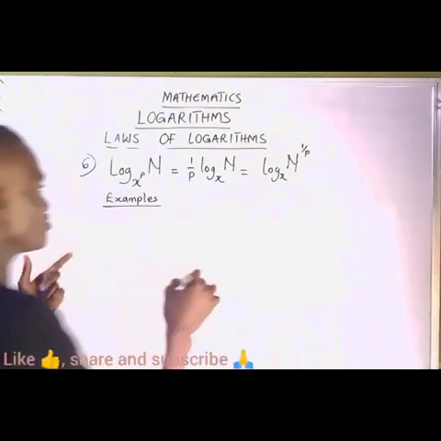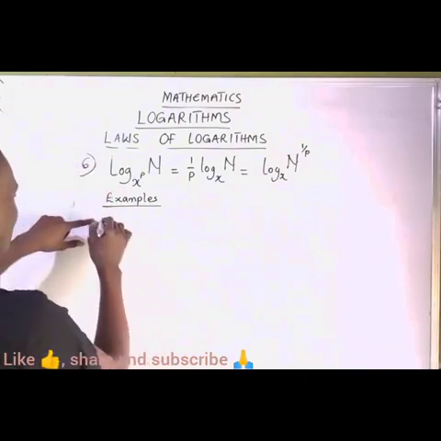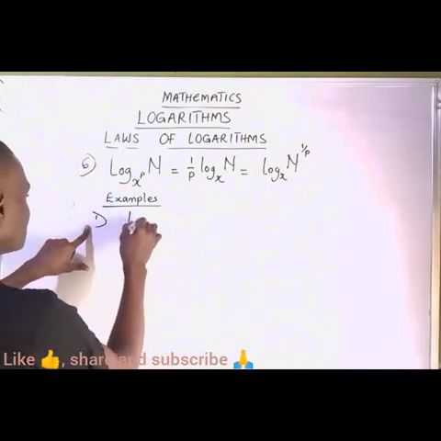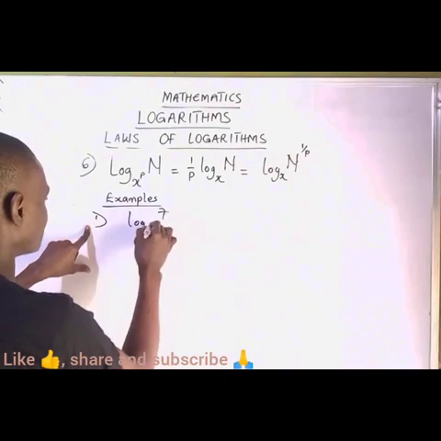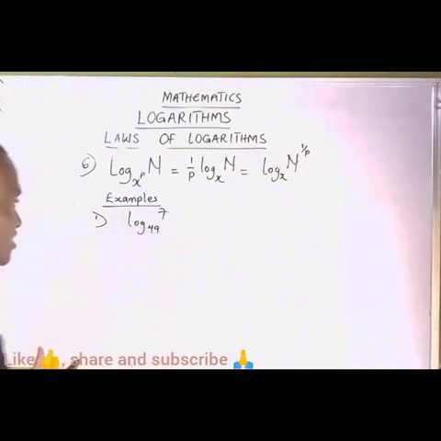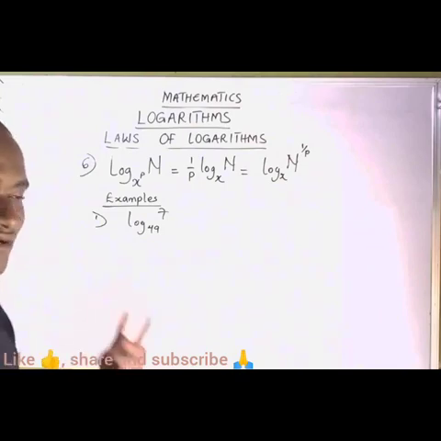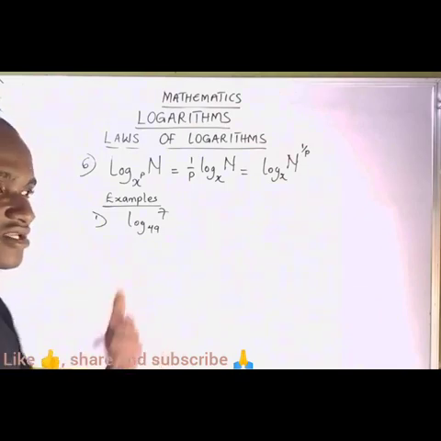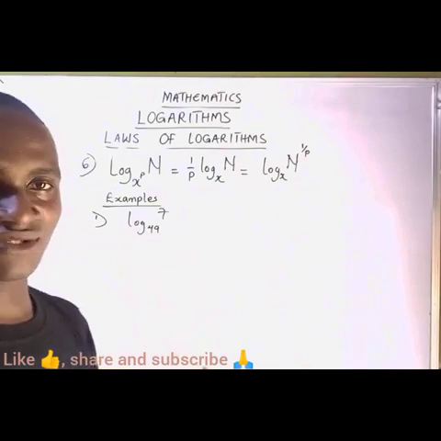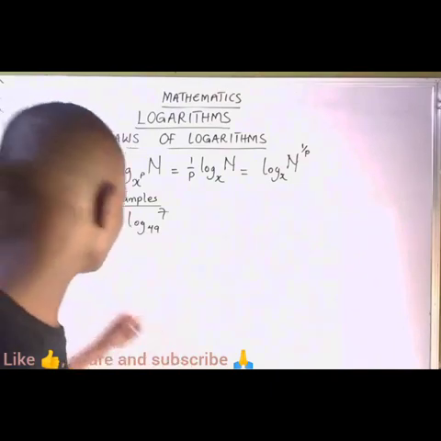Now let us assume that I was given a logarithm. They told me the logarithm of 7 base 49. I looked at it and I felt something. Okay, I have been taught about law 5 that says that the logarithm of a number to the base of that number is equal to 1. Now how do I solve this?